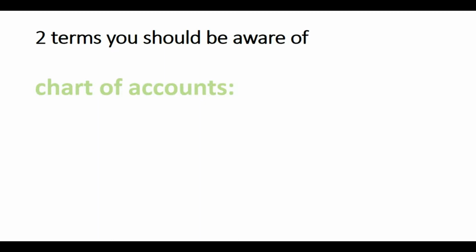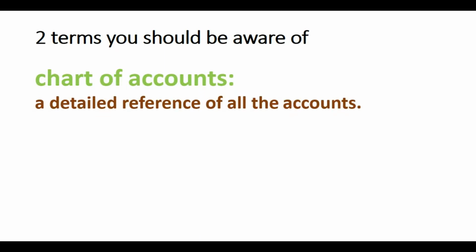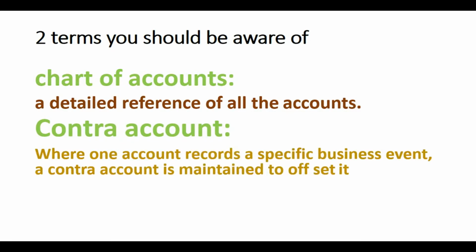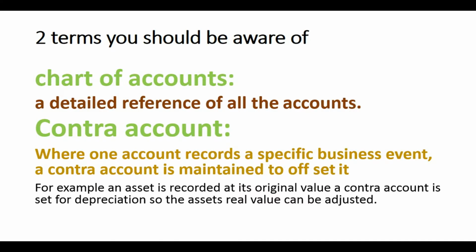First, chart of accounts. This is simply a detailed reference of all accounts. Second is contra account, where one account records a specific business event. A contra account is maintained to offset it. For example, an asset is recorded at its original value. A contra account is set for depreciation, so the asset's real value can be adjusted.